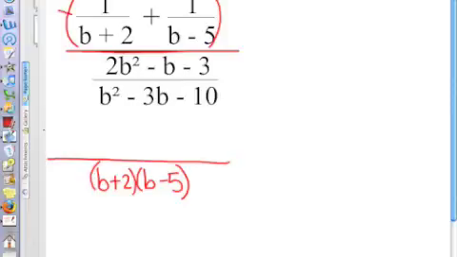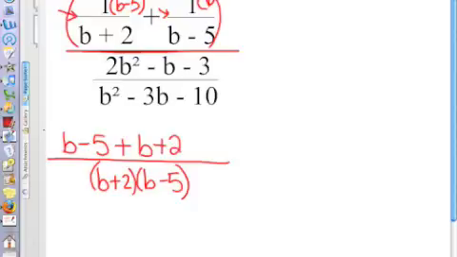From this first fraction to my new, the missing piece is b minus 5. Distributing a 1 gives me b minus 5. From the second fraction to my new fraction, the missing piece is b plus 2. So I multiply times the numerator, distribute 1 to get positive b plus 2.